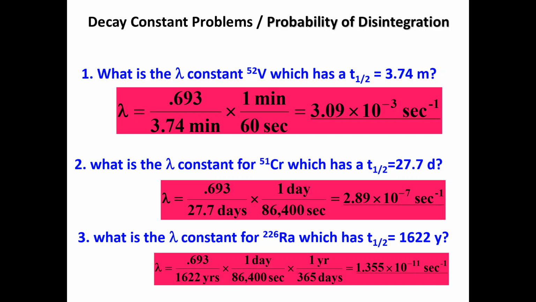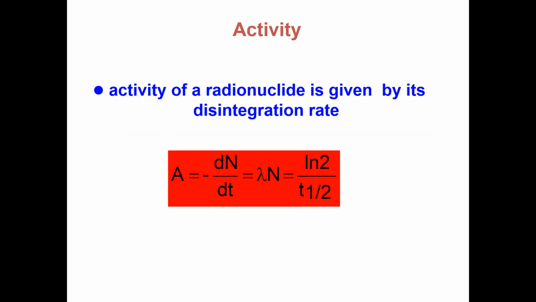So these three were the problems relevant to the decay constant. In these problems, we were asked to find the decay constant. We also have problems on activity. So what is an activity? The activity of a radionuclide is given by its disintegration rate, and this is given by A equal to minus dN over dt, which is equal to lambda N, which is equal to natural log 2 divided by the half-life. This is the mathematical formula for the activity.